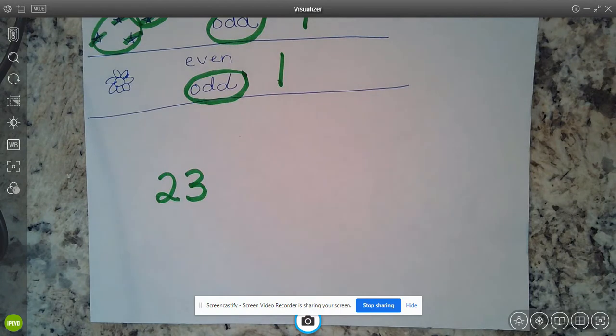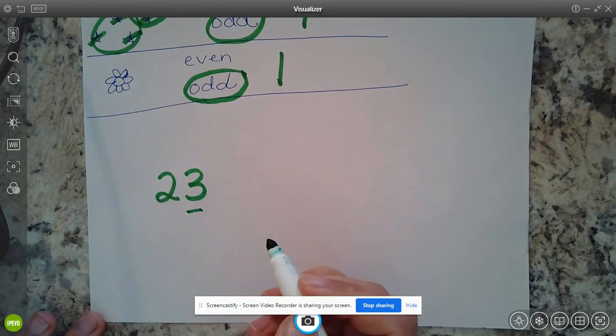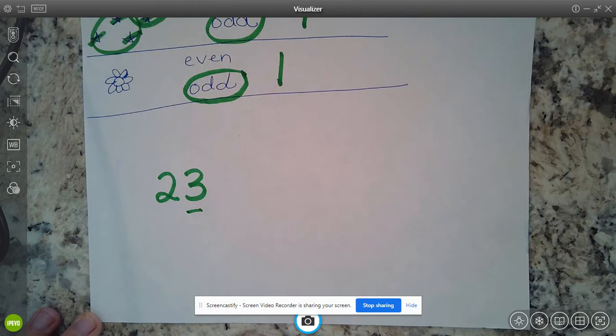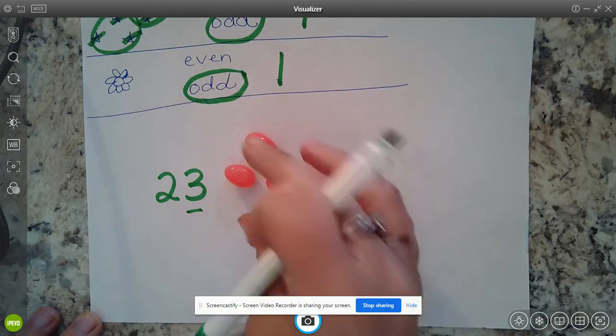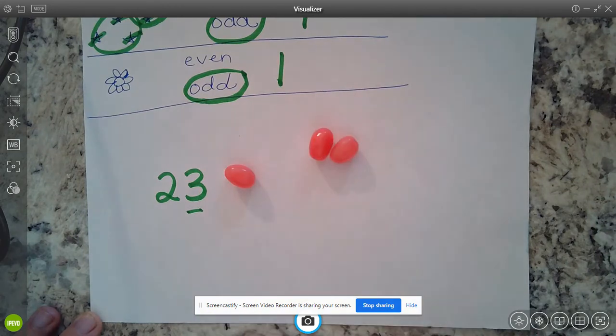So if I had 3 jelly beans here, I could put 2 in one group, and then 1 is left, 1 in one group, 1 in the other, and then 1 is left out. So the number 3 is an odd number. So that means the whole number of 23 is an odd number. If I were to get 23 jelly beans and try to divide them equally, I could not. There would be 1 left out. So the number 23 is odd. It is an odd number.